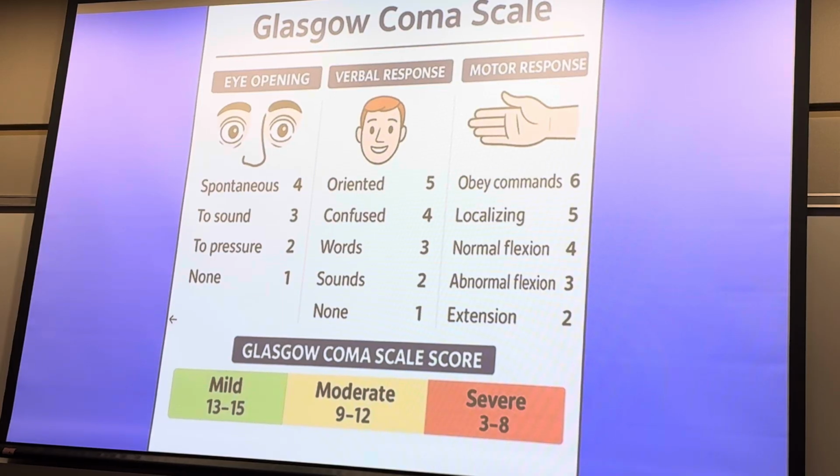Several different things. Yeah, yes. You do have to DC all sedation before you do these, right? Yeah, we're gonna talk about sedation in just a second. Okay.